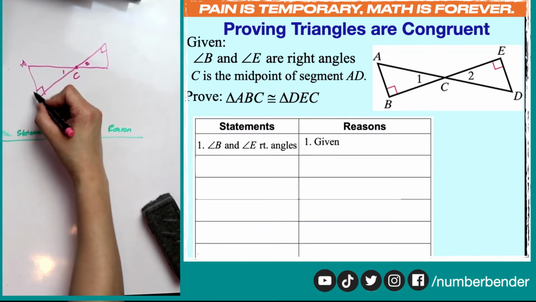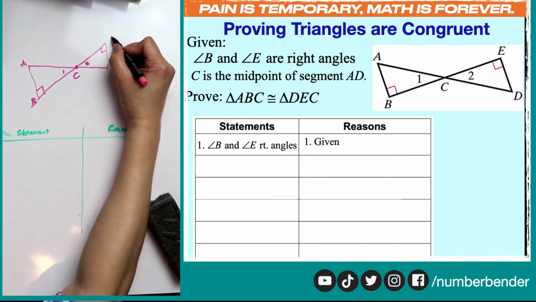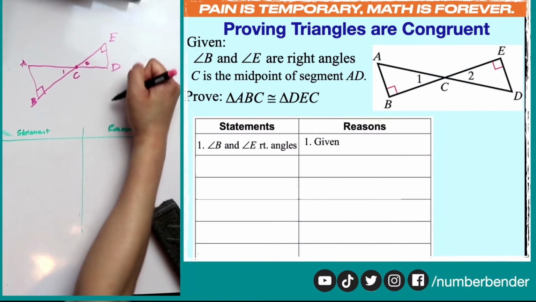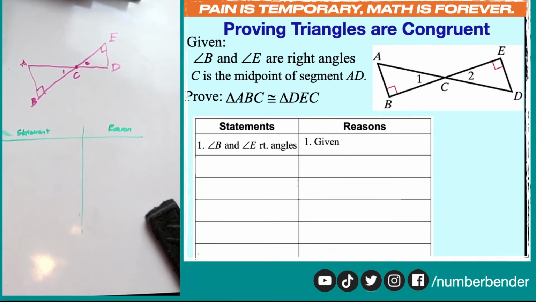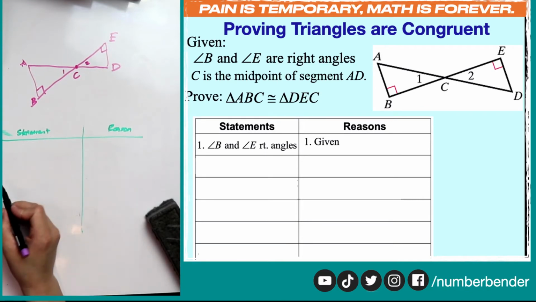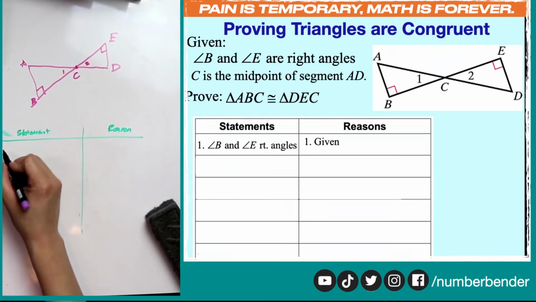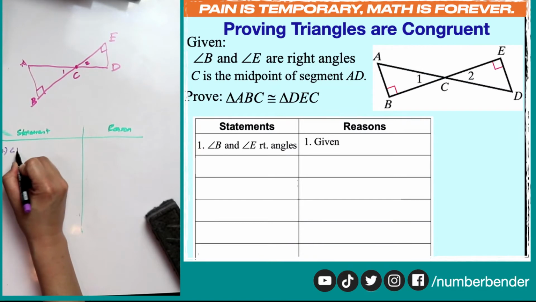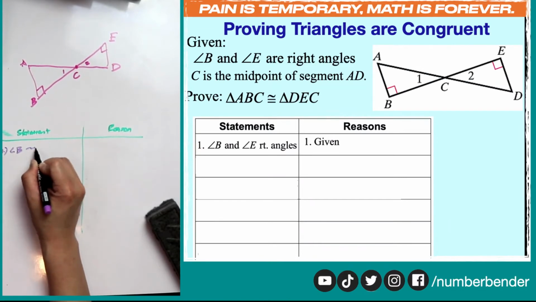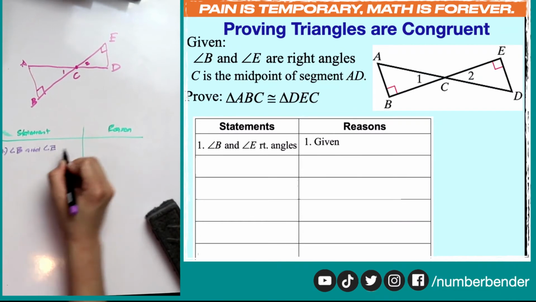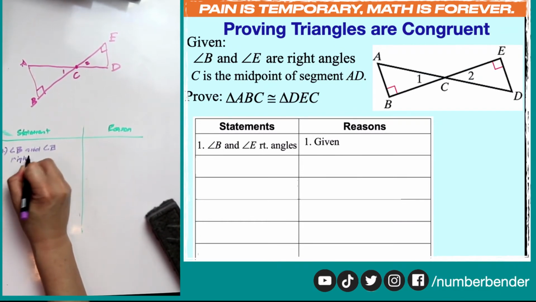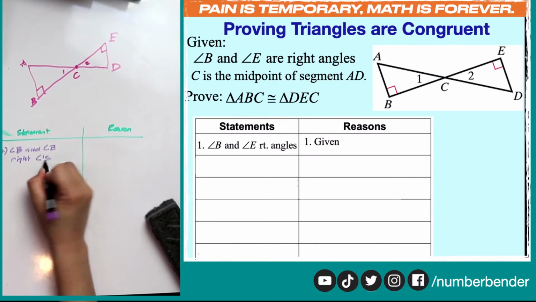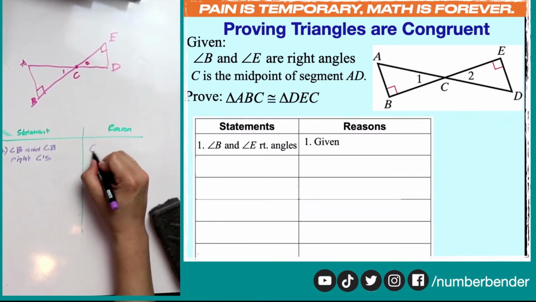We know that this is point A and point B, and this is point E and point D. And now that we have our diagram and we have our first line, angle B and angle E are both right angles. And we know that because it is given.